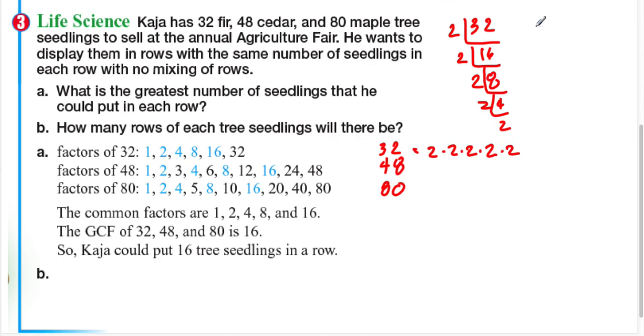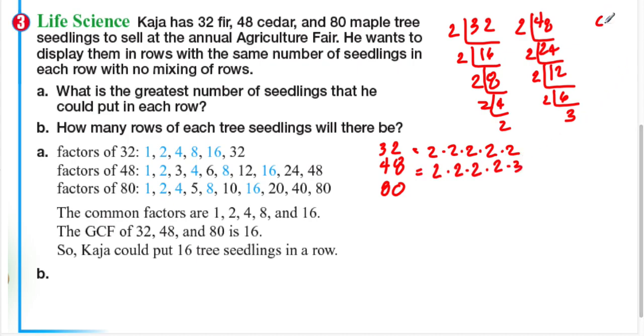Let's take a look at 48. Using the drop down method again. The prime number that goes into 48 is 2. This is 24. The prime number that goes into 24 is 2. That'll be 12. 12 is not prime still because it's even. That means it's divisible by 2. 12 divided by 2 is 6. And 6 is still even. 6 divided by 2 would give you 3. So in this case, the prime factorization of 48 would be 2 times 2 times 2 times 2 times 3.